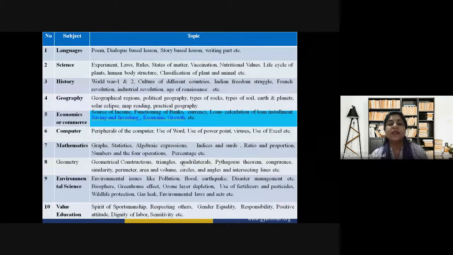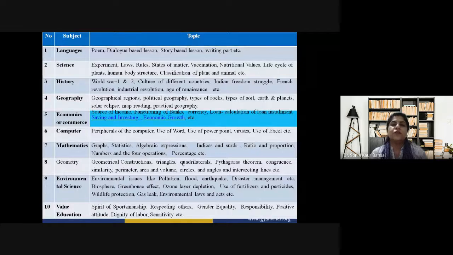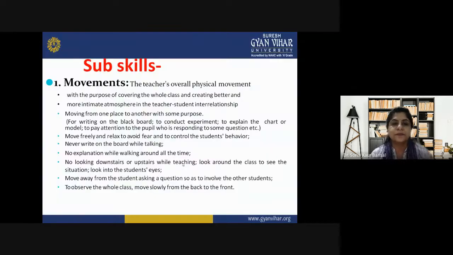All right, so then next is about science. You can see experiment and history when we are teaching something like World War One and Two, or culture of different countries. And again, I'm talking about mathematics, so graphs and statistics, algebraic expressions. So these are all actually taught with lots of stimuli in the classroom situations. So students, just remember, being prospective teachers, you cannot actually ignore the stimulus variation skill in the classroom. All right, so just remember this, these subjects and different topics.